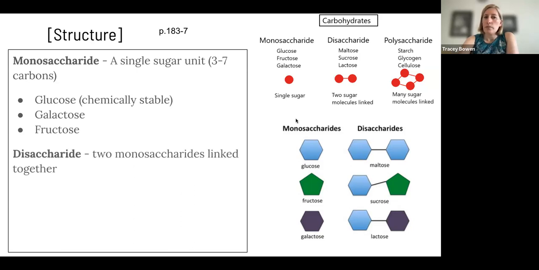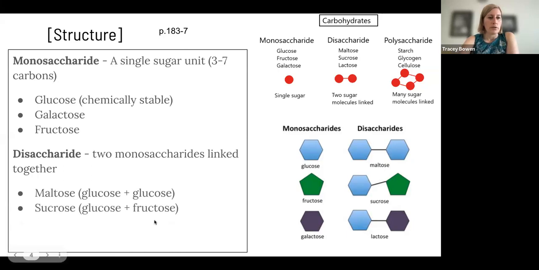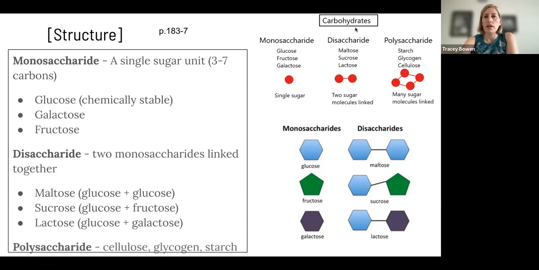Disaccharides, which are 2 monosaccharides linked together. And so 2 glucose molecules is going to make maltose. A fructose and a glucose are going to make sucrose, and a galactose and a glucose will make lactose. So maltose, sucrose, and lactose are examples of disaccharides. And then polysaccharides are very large chain molecules. So examples would be cellulose, glycogen, and starch.